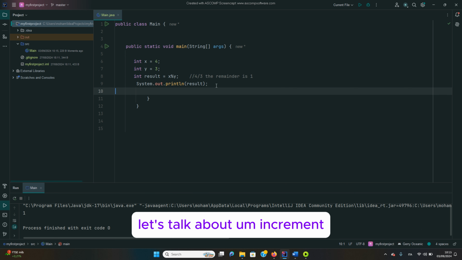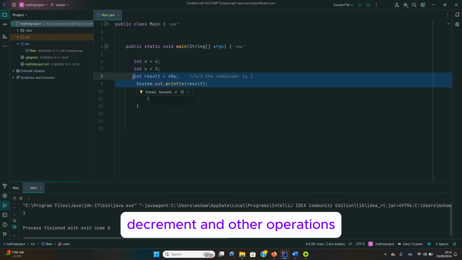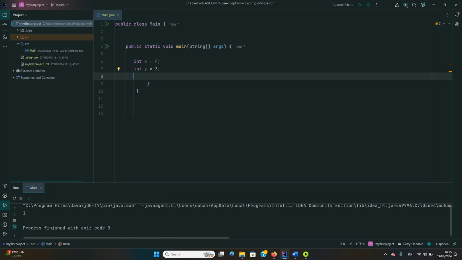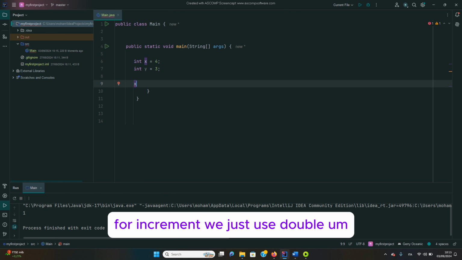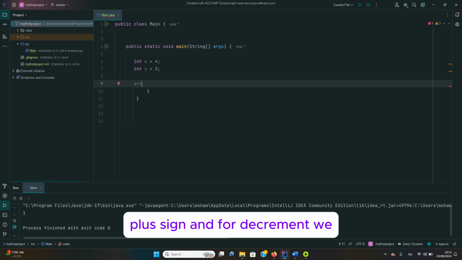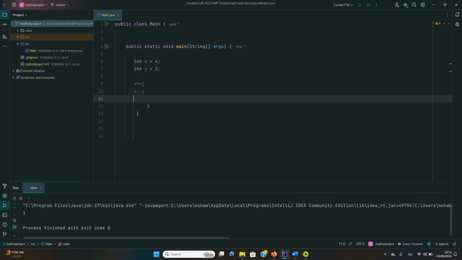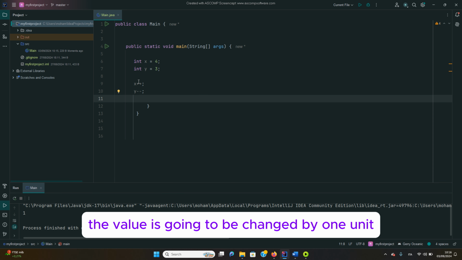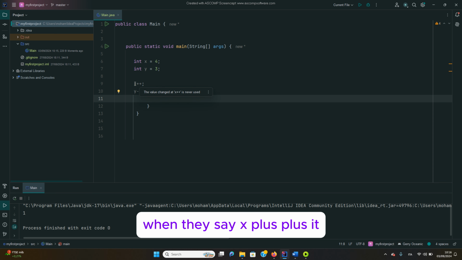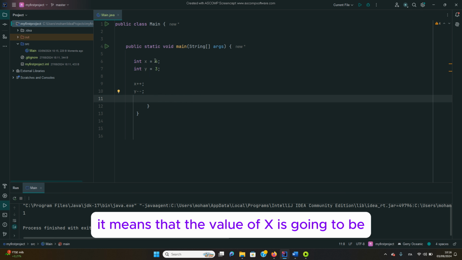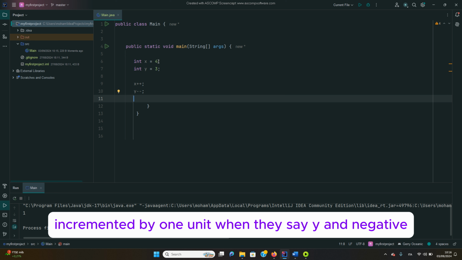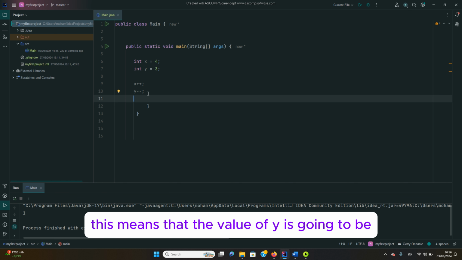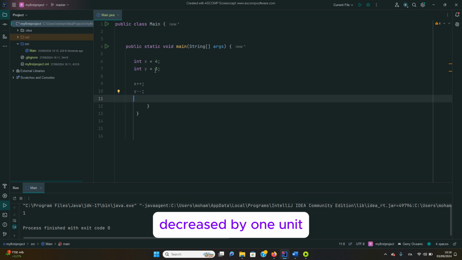Let's talk about increment, decrement, and other operations. For increment, we just use double plus sign, and for decrement, we use double negative sign. By decrement and increment, we mean that the value is going to be changed by 1 unit. When we say x plus plus, it means that the value of x is going to be incremented by 1 unit. When we say y minus minus, this means that the value of y is going to be decreased by 1 unit.